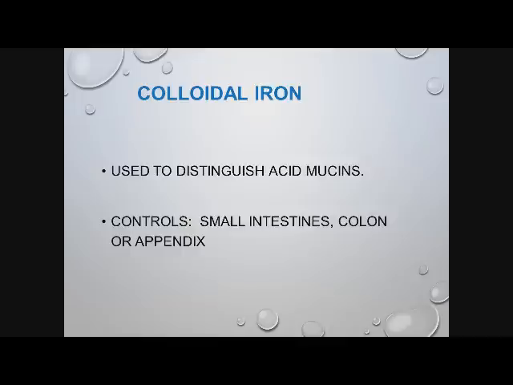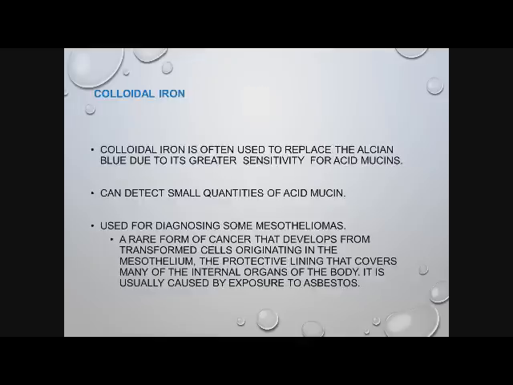Colloidal iron. So guess what? It's used to distinguish acid mucins, and that's just what we went through with the Alcian Blue. So colloidal iron is often used in place of Alcian Blue because of its greater sensitivity for acid mucins. So if you've got something that failed the Alcian Blue test and yet you're pretty sure that you've got some acid mucin there, then the colloidal iron is probably what you want to call on or do first, because it can detect extremely small quantities of acid mucin.